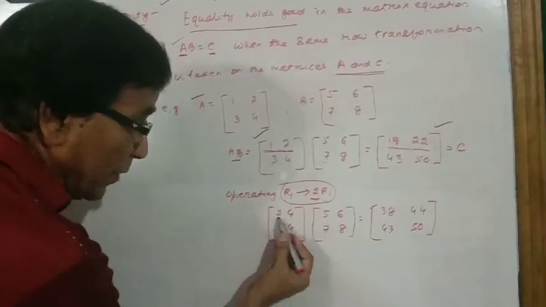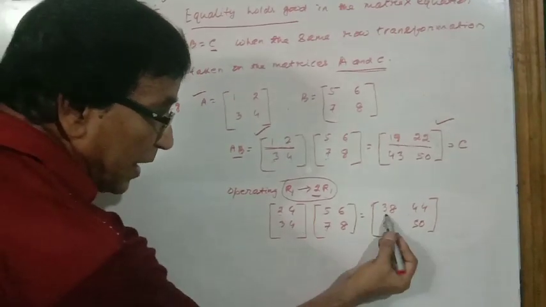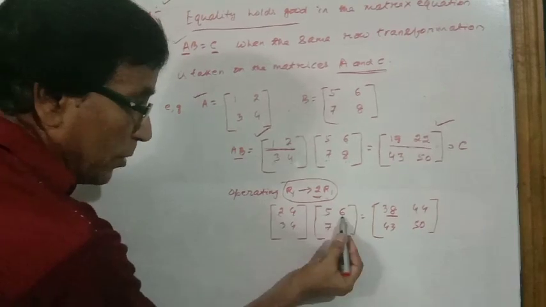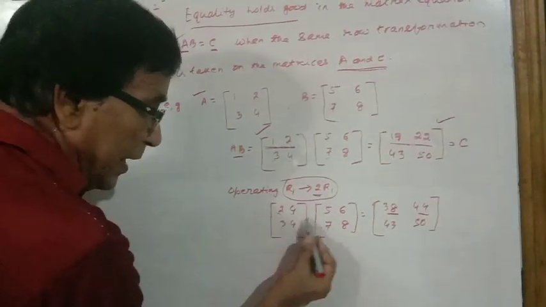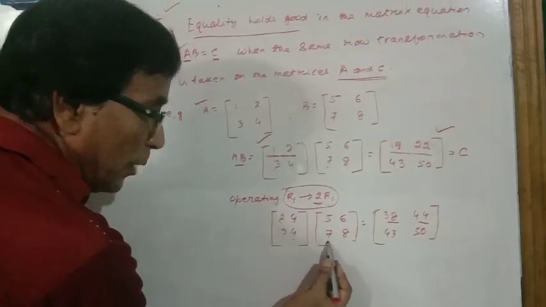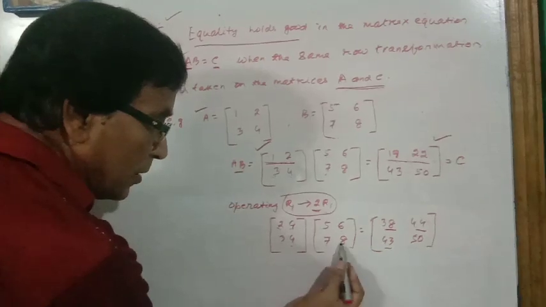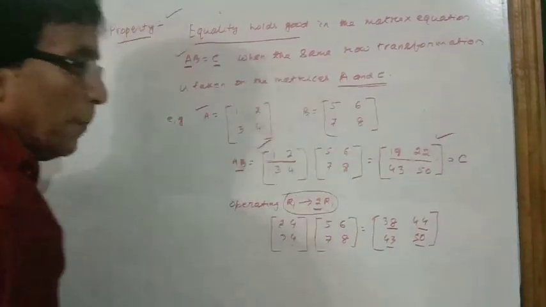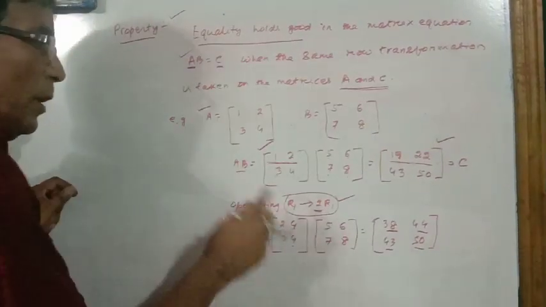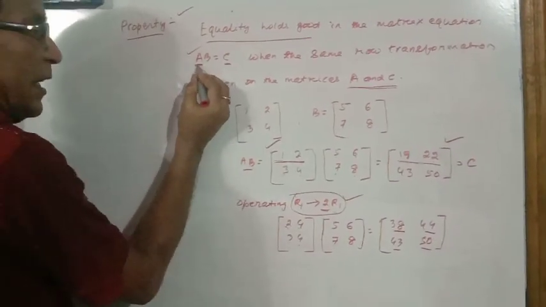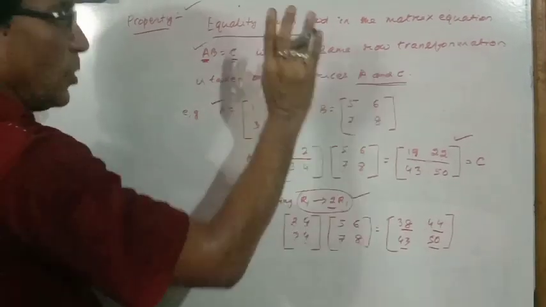So here you see that it is 2 into 5, 10 plus 28, it is 38. Again 2 into 6, 12 plus 32, that is 44. Here 3 into 5, 15 plus 28, 43. And it is 8 plus 32, it is equal to 50. So here you see that when the elementary row operation is taken on the matrix A and C, we have observed that the sign of equality holds good.